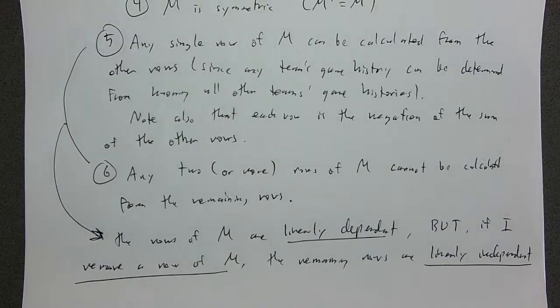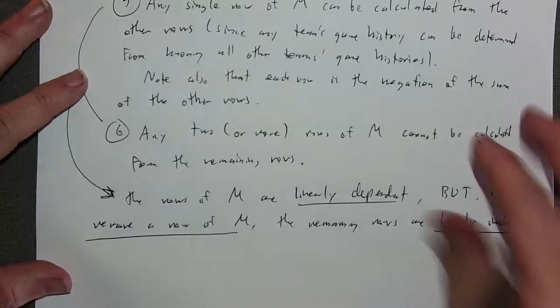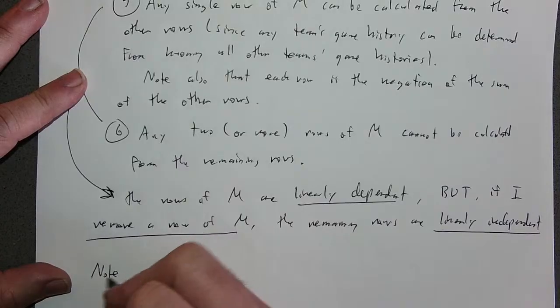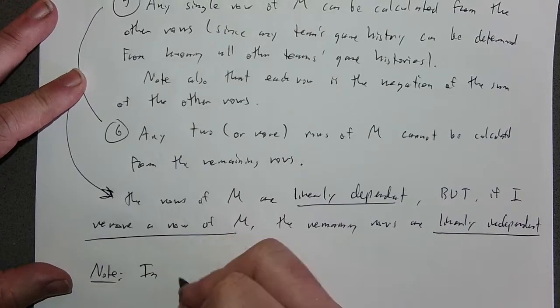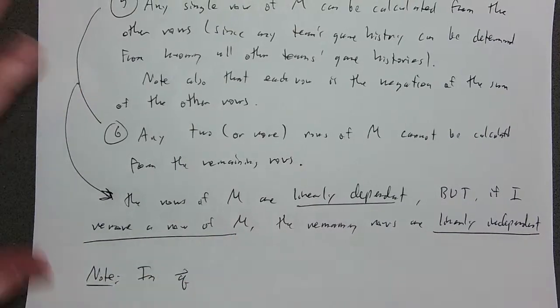Now, what do I notice about the other things in my equation? So note, in Q, this vector Q, any entry is the negative of the sum of the remaining entries.